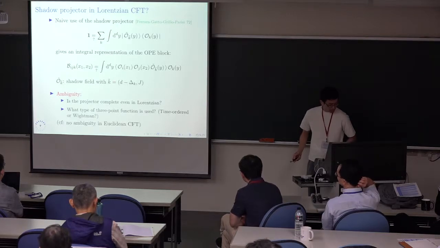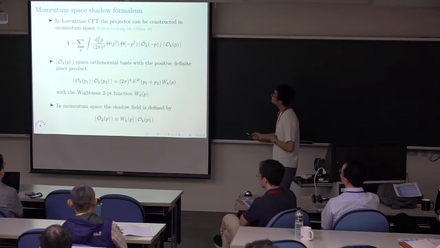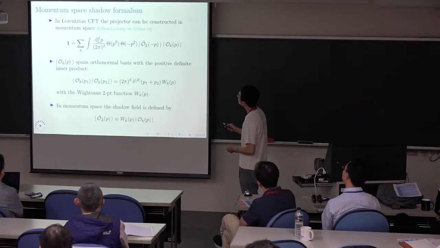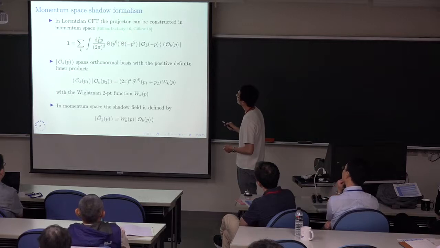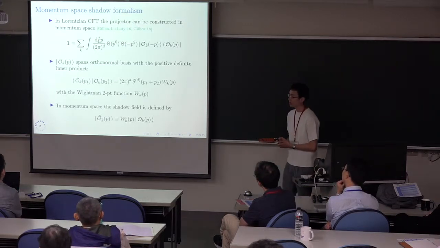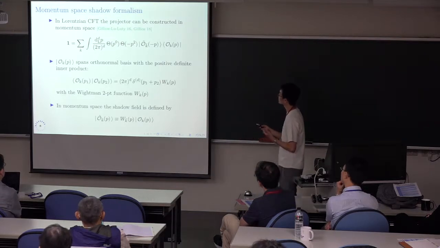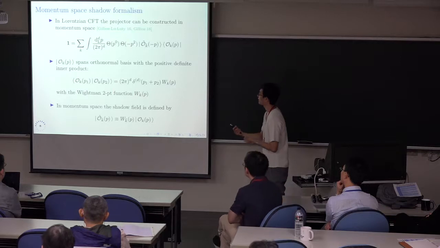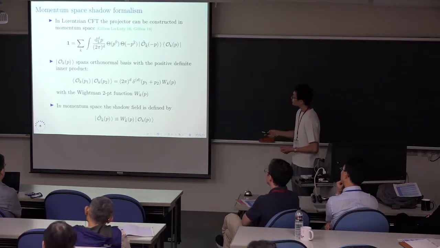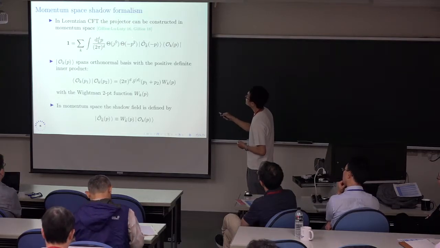Okay, so now, instead of using the position space picture, let me use the so-called momentum space shadow formalism. This was developed recently by Rios and his collaborators. This is pretty nice because, in momentum space, the causality is very clear, and you can easily maintain causality and also unitarity.